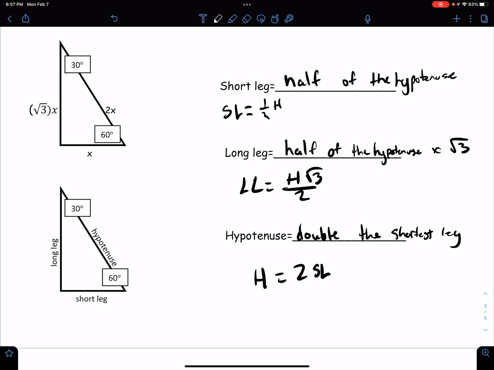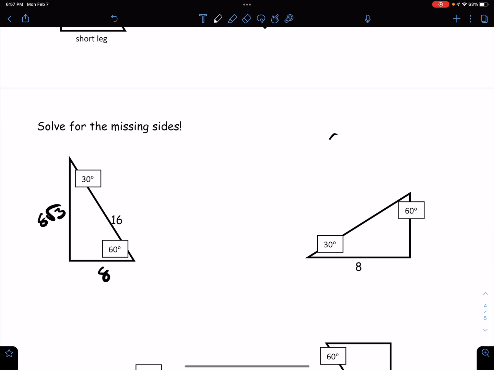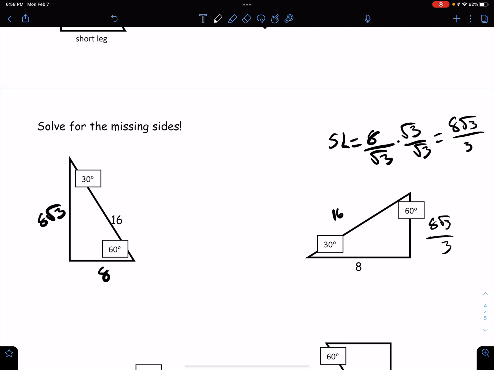So we can't do anything else with this. But we are going to know that my shortest leg is going to be equal to 8 over the square root of 3. So I'll multiply the top and the bottom by the square root of 3. So I know that's equal to 8 square root of 3 over 3. Okay, so I'll write that. So I'll write 8 square root of 3 over 3. And I know that my hypotenuse is twice as big as that. So I'll say my hypotenuse is 16 times the square root of 3 over 3.